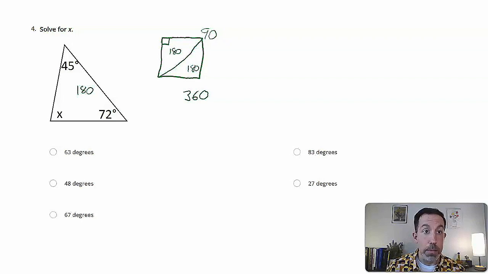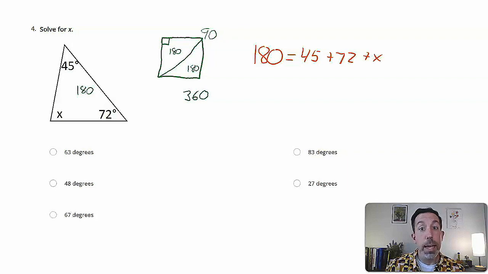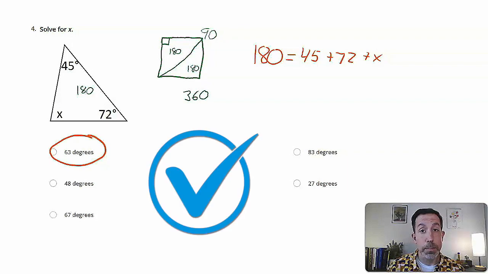Now, to solve this problem, let's just set up a simple equation. 180, that's the sum of all of them, equals 45, that's one of the ones we're given, plus 72, that's the other one we're given, plus x. Remember to use your calculator. It's better to do this using the calculator than in your head. So if we subtract 45 and 72 from 180, we're going to get 63 degrees. That's the answer to the question.